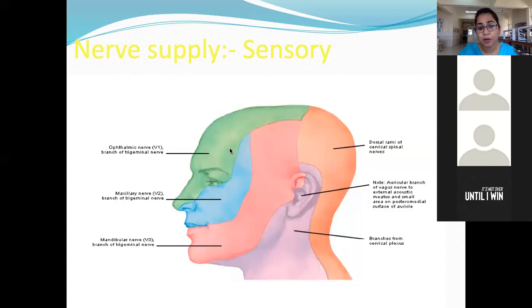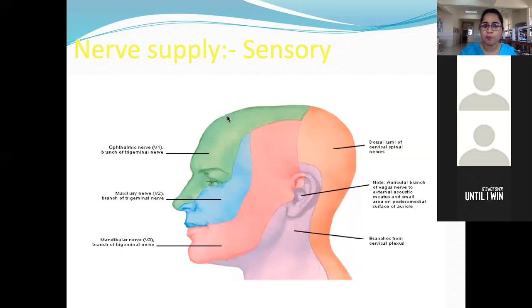Now remember that there are branches for each of these. What are the branches? Try to see them in your pictures. If you have textbooks with you, open your textbook and try to see the pictures. You have to write the name of the branches. Whenever you are writing the sensory innervation, you are supposed to write the names of the nerves.